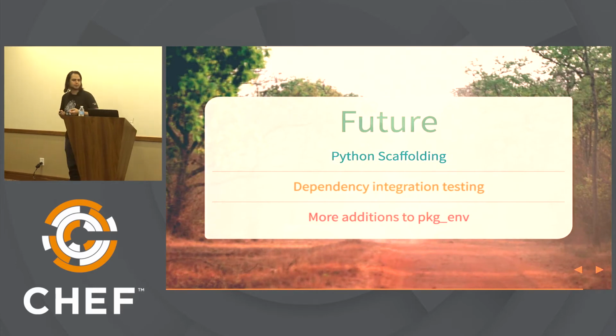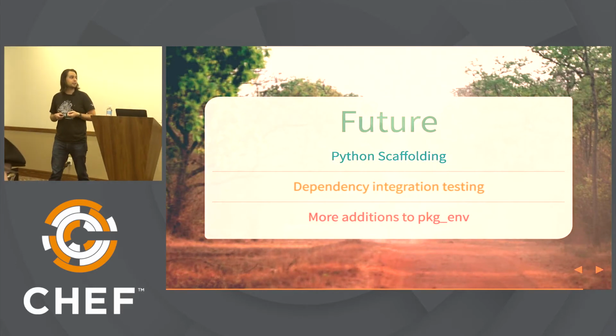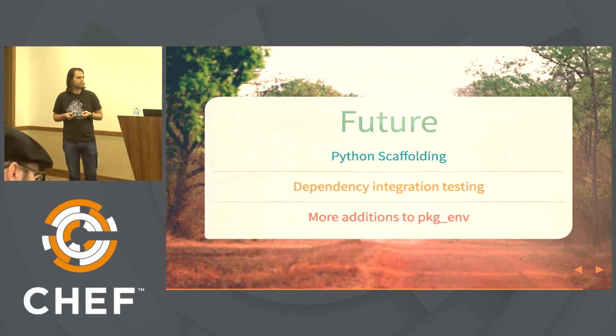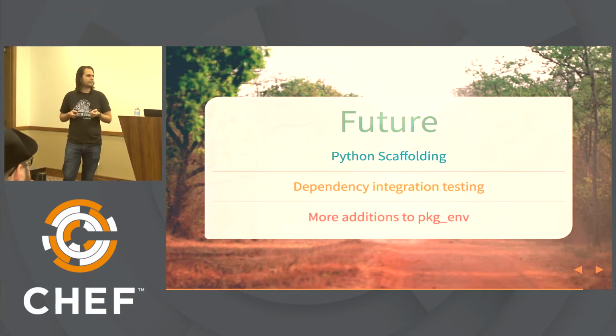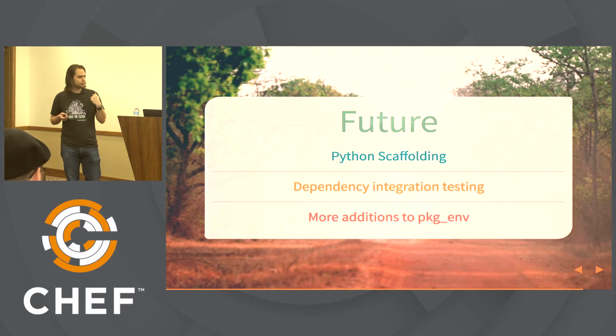The other thing I wanted to talk about is where Habitat packaging is going in the future. We have Python scaffolding, which we've been taking multiple stabs at. We haven't had a full candidate we're happy with, but we're going to be working on that. So the plan syntax I showed you will be changing a little bit to hopefully be automated by the scaffolding. One of the other things is dependency integration testing.